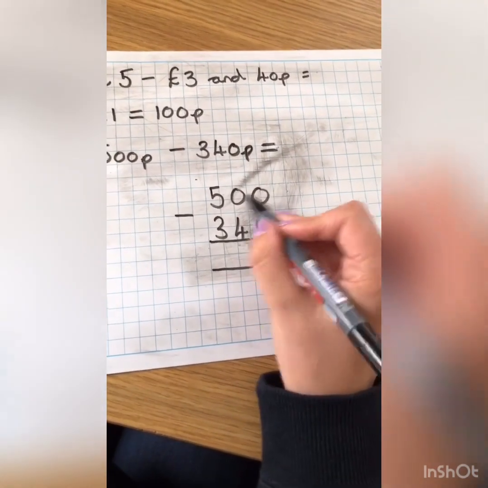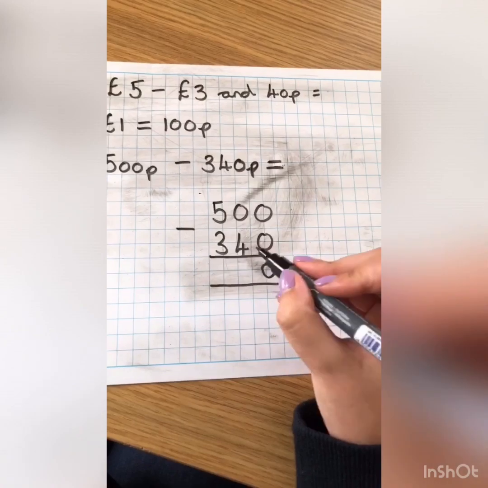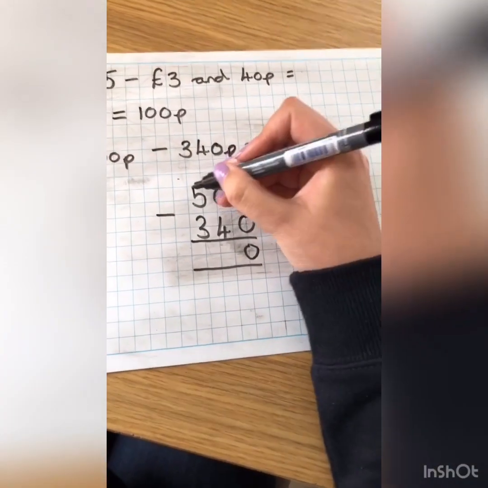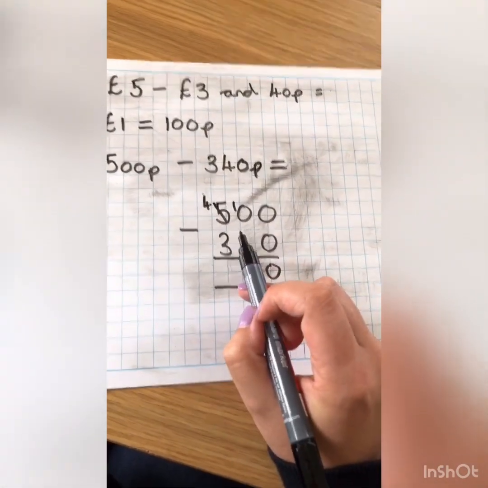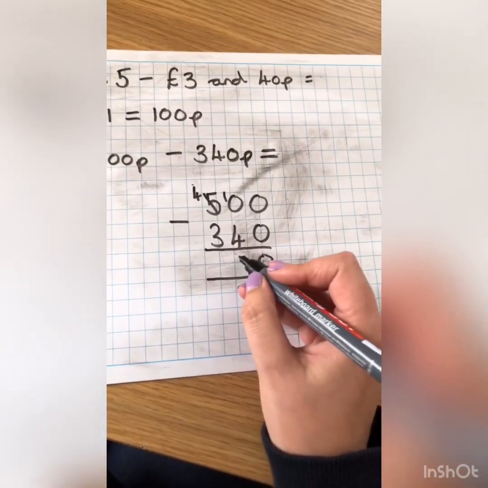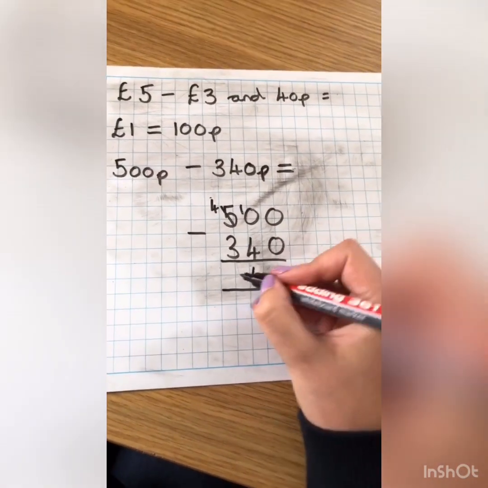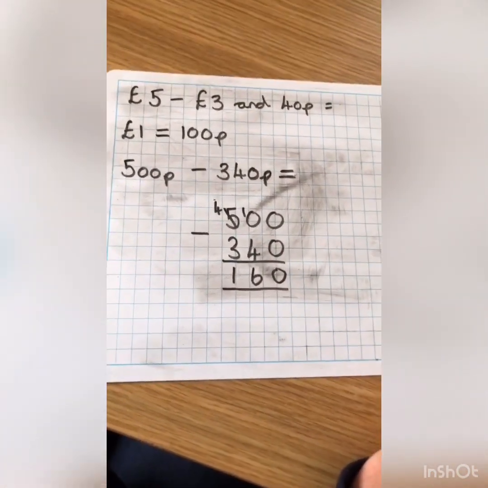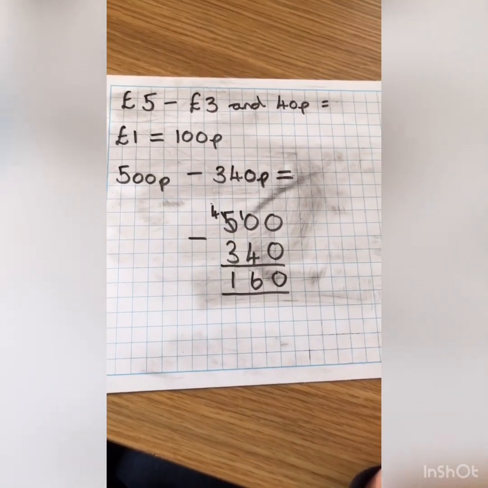So I'm going to do 0 take away 0, which is 0. 0 take away 4 I cannot do. So I'm going to exchange from my hundreds column. So now I have 10. 10 take away 4 is 6. And 4 take away 3 is 1. So I have 160. Now I need to make sure I add my units in too.